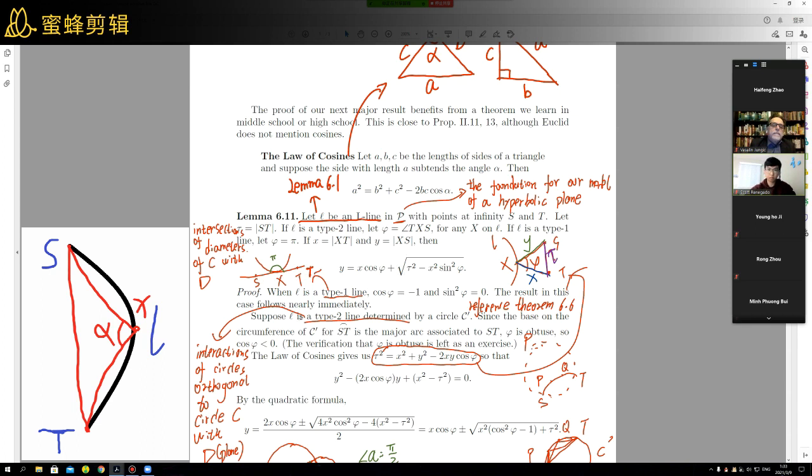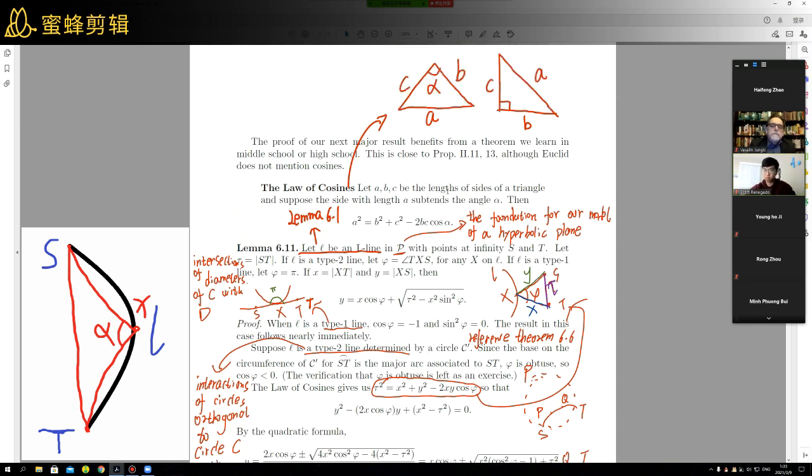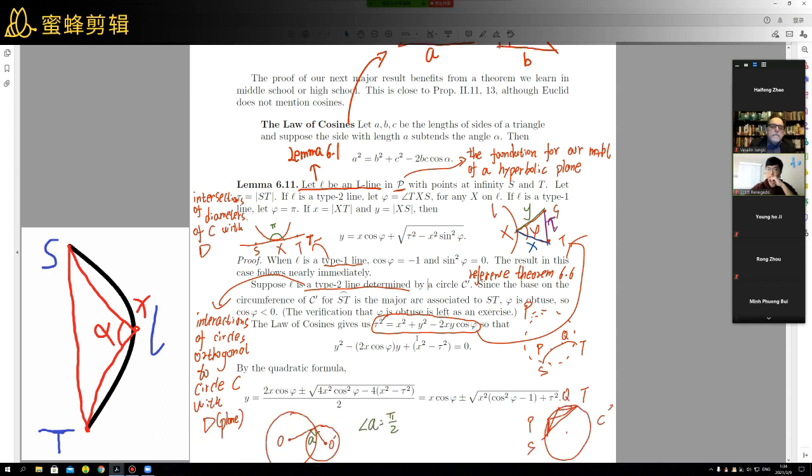Now suppose L is a type 2 line. It's determined by a circle, and we can see the graph from here, which is familiar. We have this formula: torque squared equals b squared plus c squared, which is x squared plus y squared, minus 2yx cosine alpha, or cosine phi, sorry. And we get this formula, which is what we need to prove.